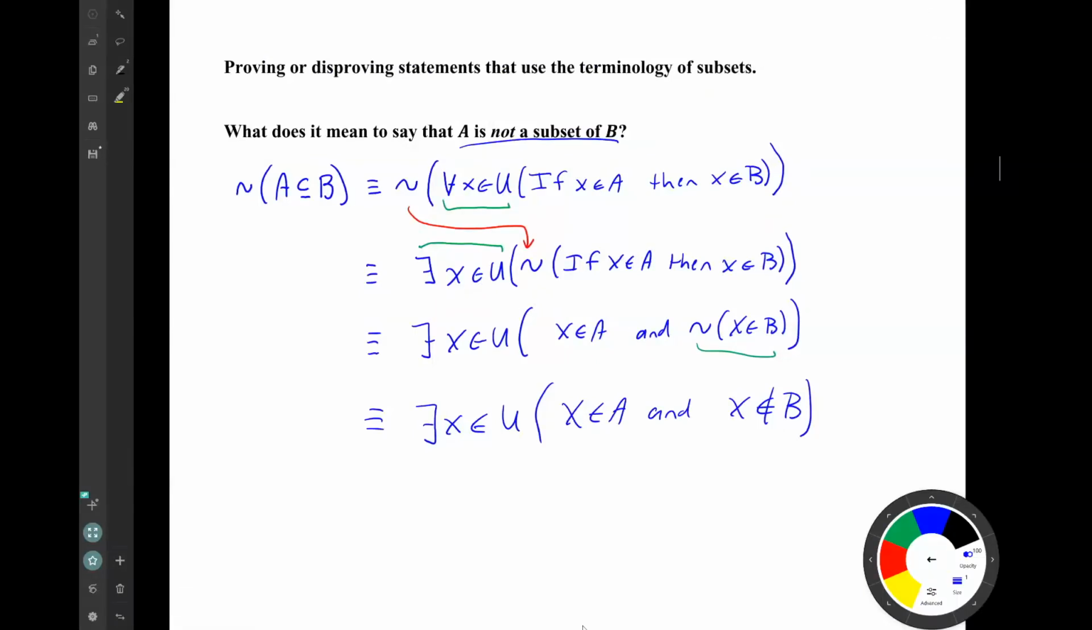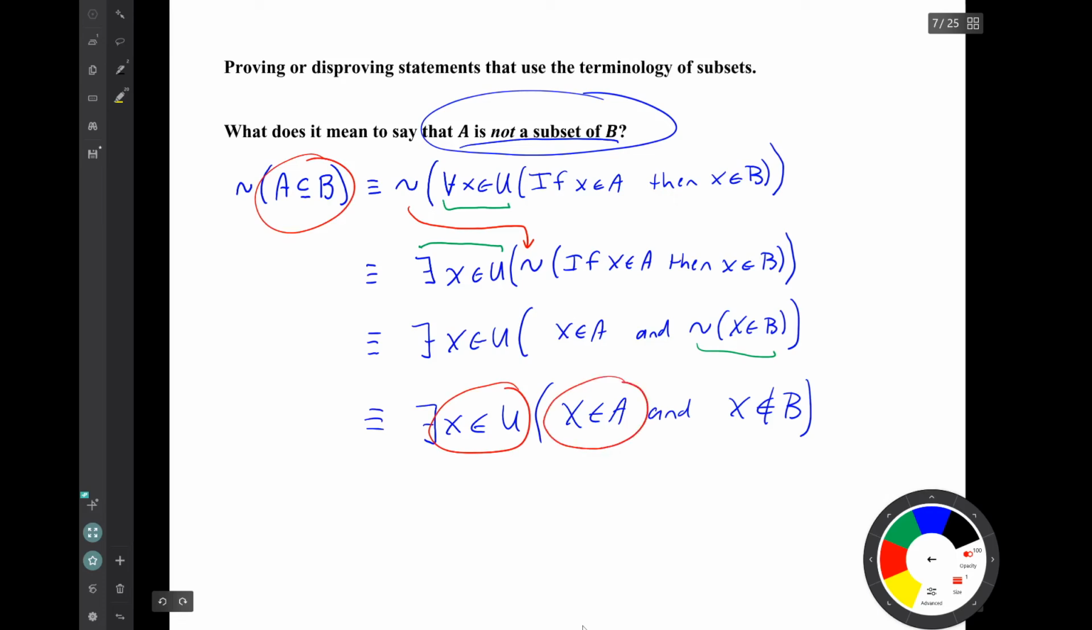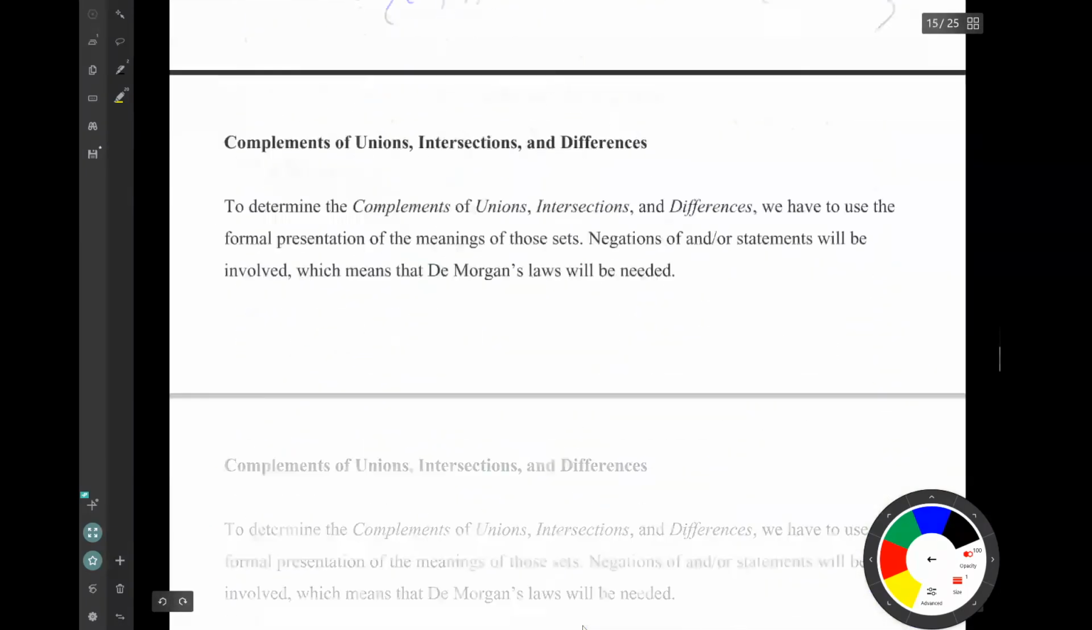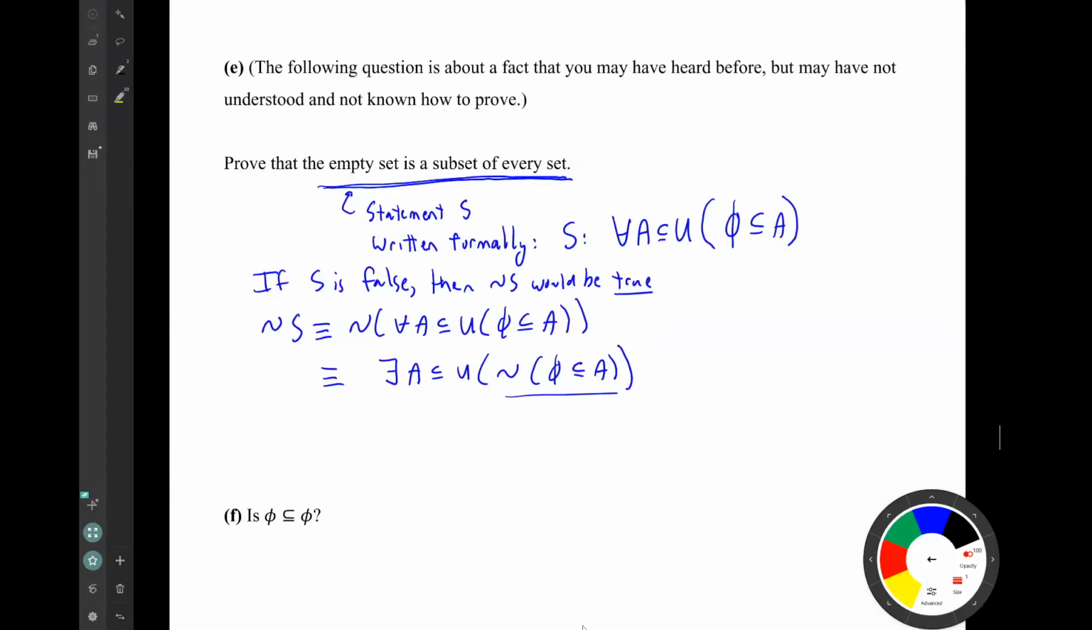What does it mean to say that some set is not a subset of some other set? To say that A is not a subset of B means that there's an X in the universal set such that X is in A and X is not in B. That's what it means to say that A is not a subset of B. So to say that the empty set is not a subset of A would mean this.